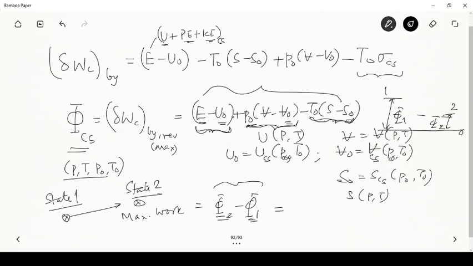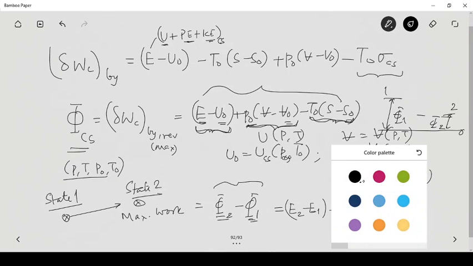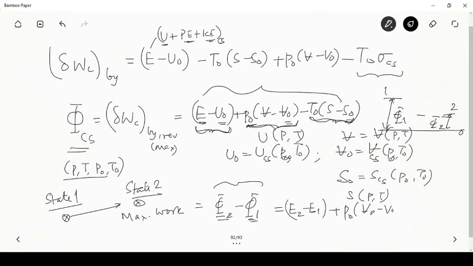The u naught will get cancelled between the two, so it will be E2 minus E1. And the V naught will again get cancelled, so it becomes plus P naught into V2 minus V1, and minus T naught into S2 minus S1, since the S naught also cancels. So this is the change in exergy. Phi1 minus phi2 will be the maximum work that can be obtained by going from state 1 to state 2. That is the expression we would get.